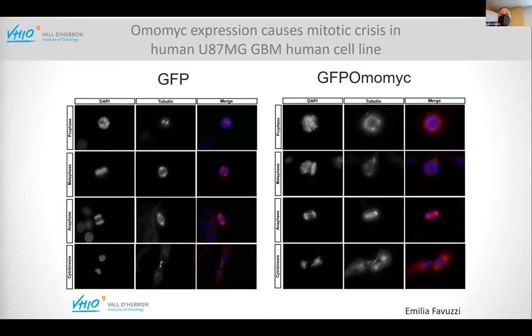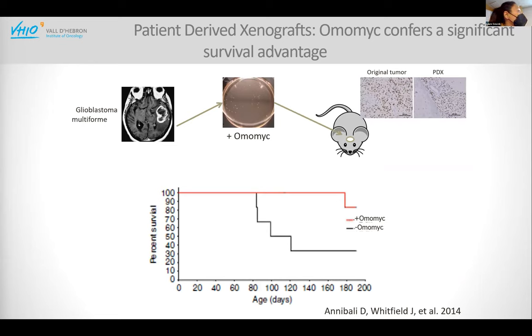In the meantime, at the Val d'Hebron, I had the chance to work with patient-derived samples. These are patient-derived tumor spheres. Jonathan Whitfield in the lab started transfecting them with a lentivirus expressing Omomic. And we looked at how they could generate tumors in patient-derived xenografts. These are the control animals. They start developing neurological symptoms and need to be sacrificed. And these are the Omomic treated animals.